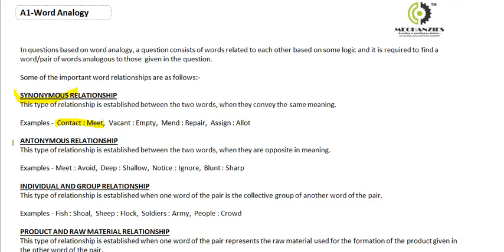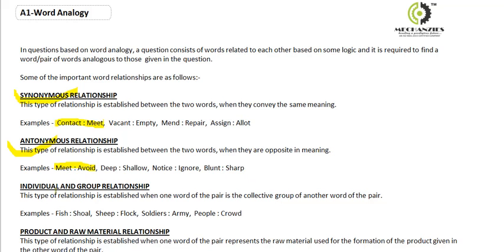Another type of relationship is antonymous relationship. In this type of relationship, the two words have opposite meaning. For example, meet and avoid. Here we can see that the two words are opposite in meaning. Similarly, deep and shallow, notice and ignore, blunt and sharp.